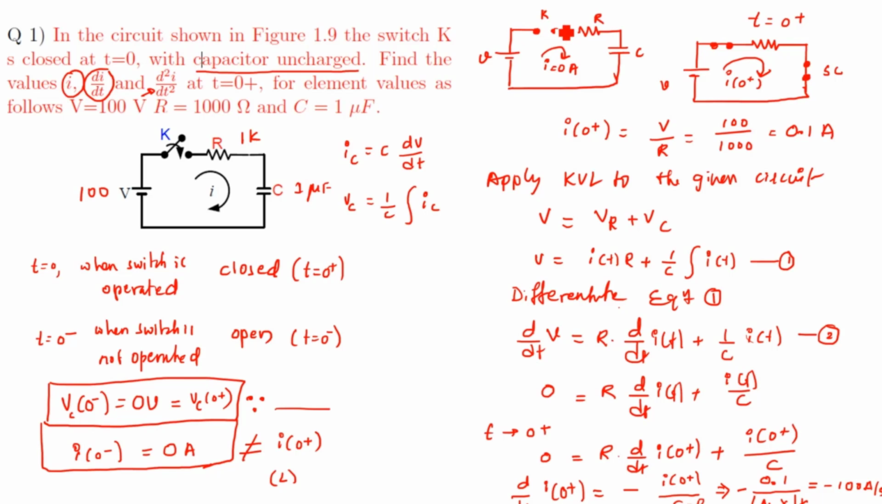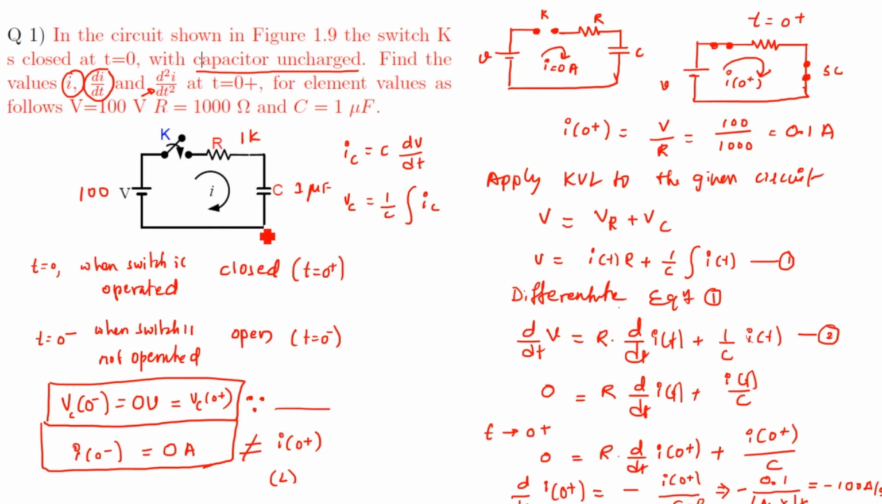Before switching, switch K was open and the capacitor was uncharged. Immediately after switching, switch K is closed. Then this capacitor should be replaced by its equivalent circuit, that is a short circuit. Before switching, current was 0, so I0 minus equals 0 amperes because the switch was open. Immediately after switching, it is denoted as I0 plus, which can be calculated by Ohm's law, V by R, that is 0.1 amperes.